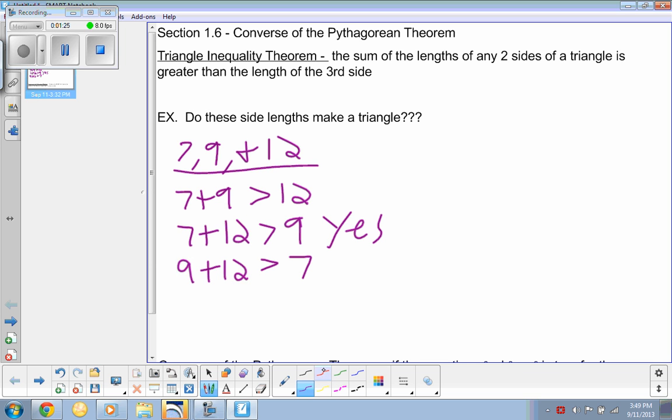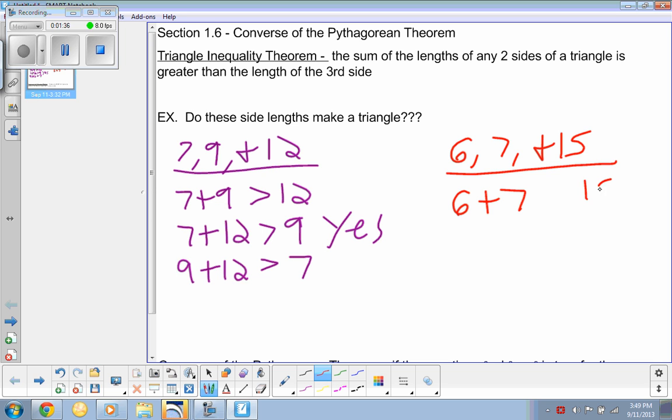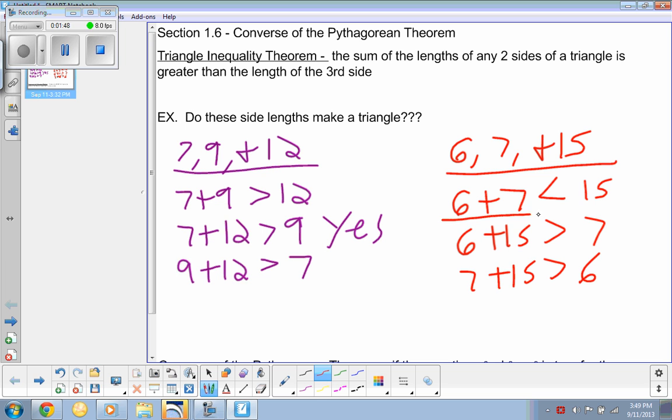Okay, that one worked. So let's try another one. What if I have 6, 7, and 15 for my sides? If I add 6 and 7 together, ooh, 15 is greater. So you know already that it doesn't work. But if you add 6 and 15, that is greater. And if you add 7 and 15, that is also greater. But this one right here is not greater, so it does not work.